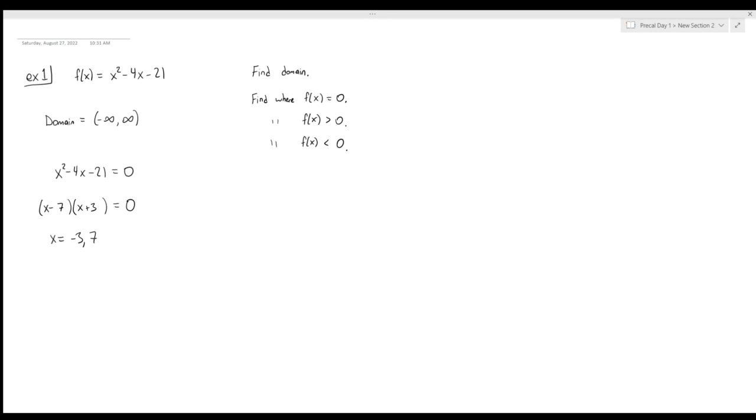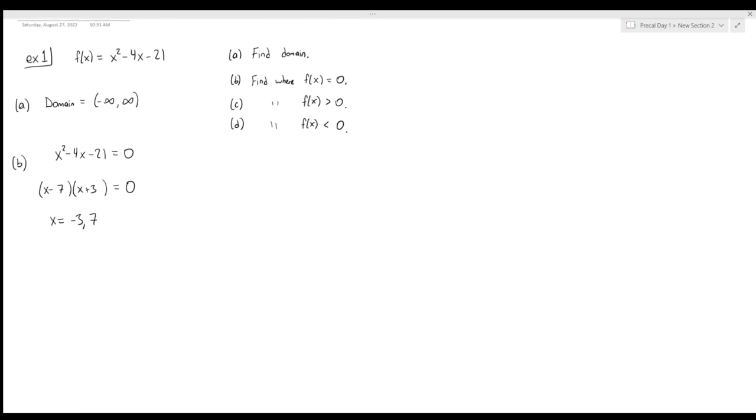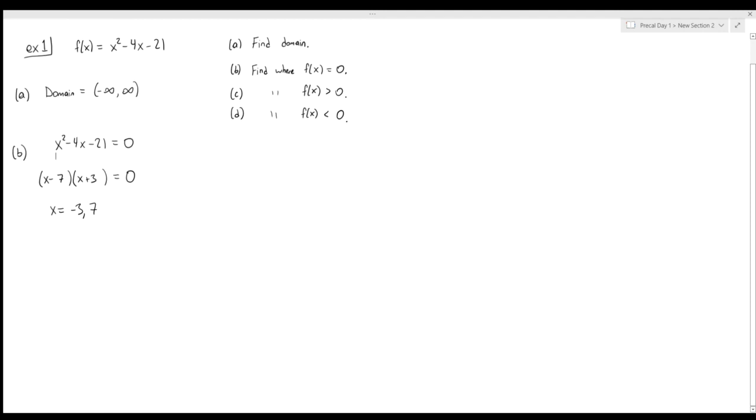Okay, that's good. So let me maybe say this is part A, part B, part C, part D. So then we found the two places where our function is 0. So then for the last two parts, finding where the function is positive or negative, the way that we typically do that is we'll create a sign chart. Maybe like a sign table or whatever people call it.